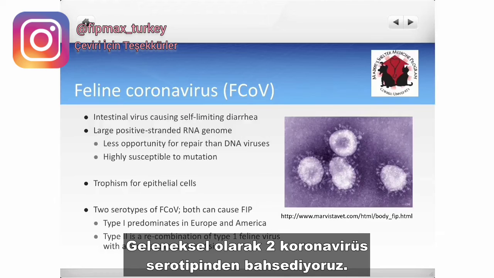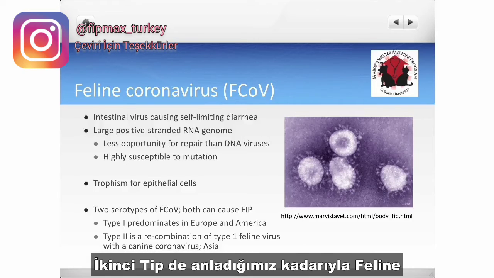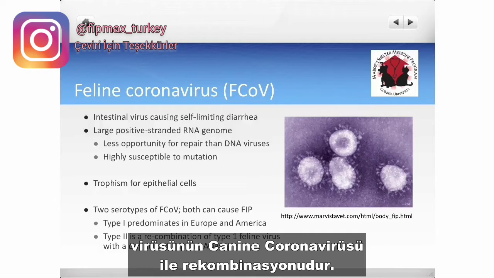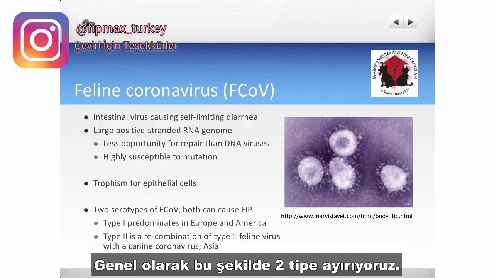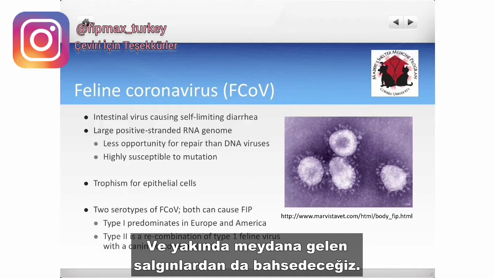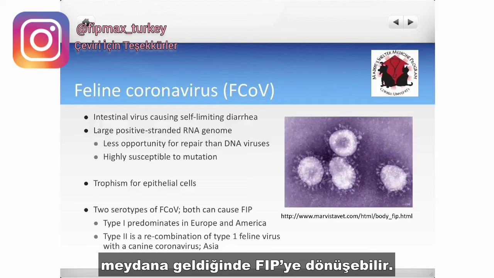Traditionally, we talk about two serotypes of coronavirus. One is type 1, which has predominated in Europe and in America, and then type 2, which is actually a recombination of the feline virus with the canine coronavirus, as we've understood it, and that is primarily in Asia. This typing system will come up a little later as we talk about some of the more recent outbreaks that have occurred. Both of those serotypes can result in FIP when the right mutations occur.